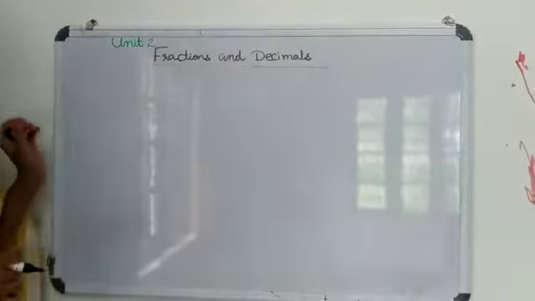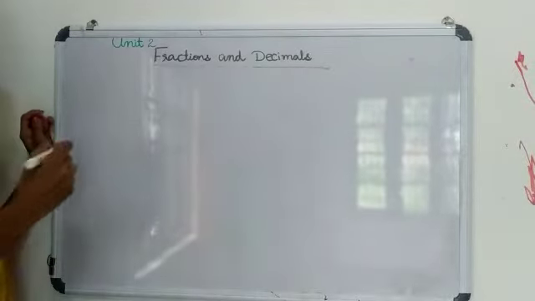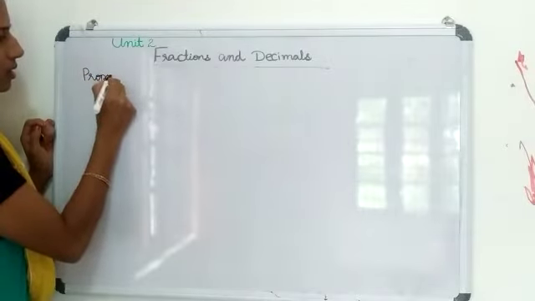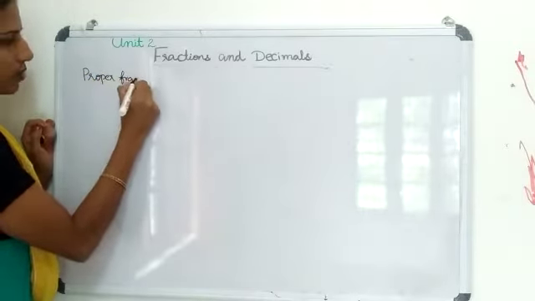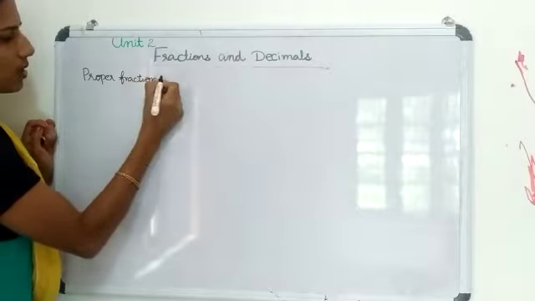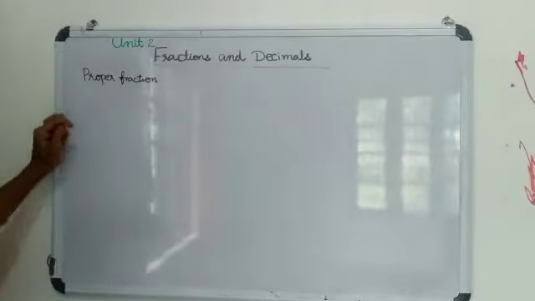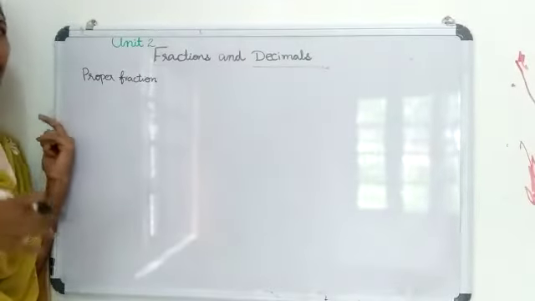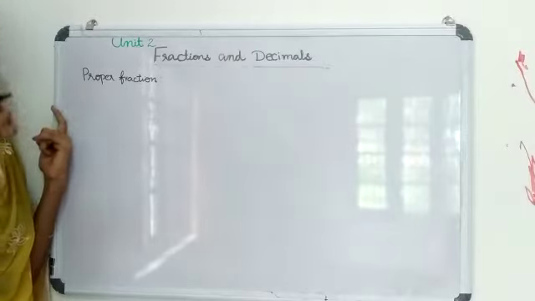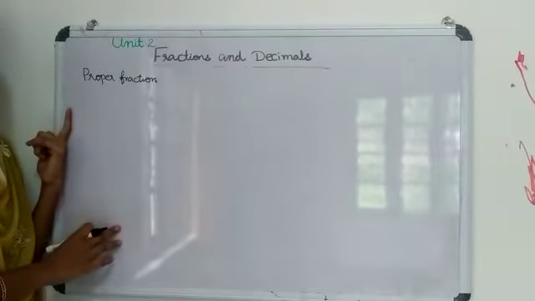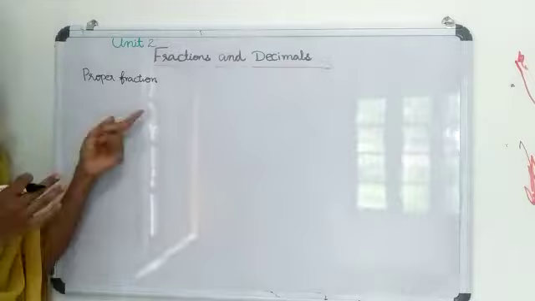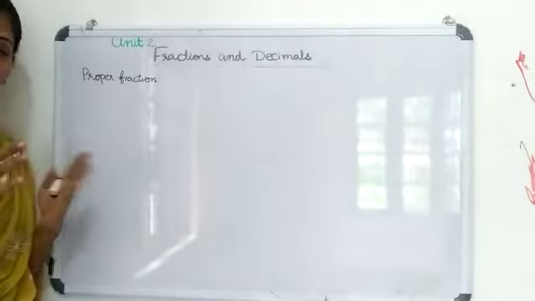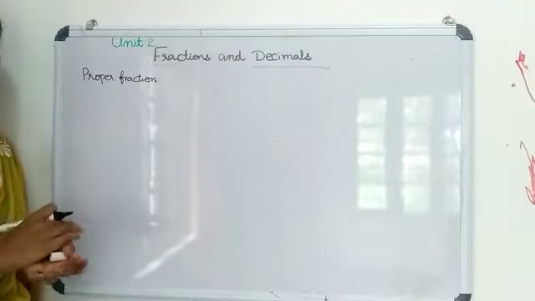How many fractions are there? There are different types of fractions. One is proper fractions. What is a proper fraction? Proper fractions are the fractions which are greater than 0 and less than 1. Such types of fractions are called proper fractions. Otherwise we can say when the numerator is smaller than the denominator, then the fraction is called a proper fraction.